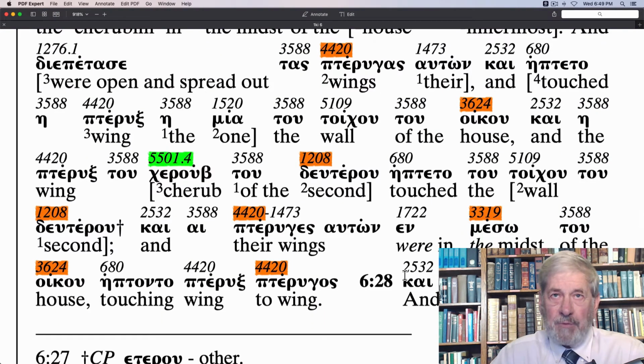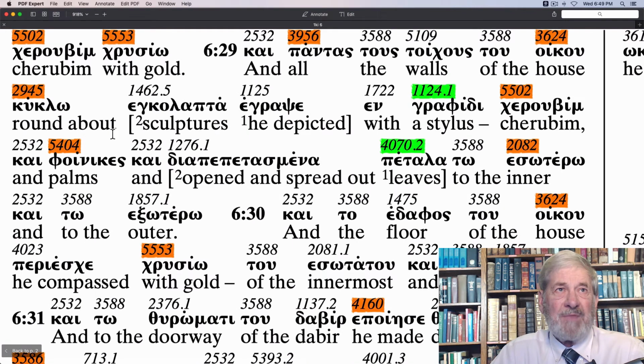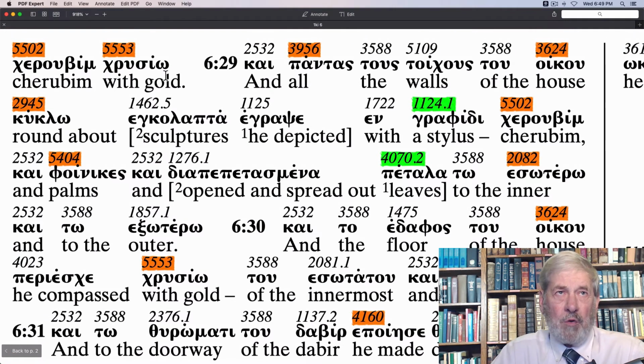So these were the things that were copies of the cherubim that are above where God is on the atonement seat. He's on top of it, and these cherub move around, and there's all kinds of descriptions in Ezekiel and Daniel and so forth. And he compassed the cherubim with gold.